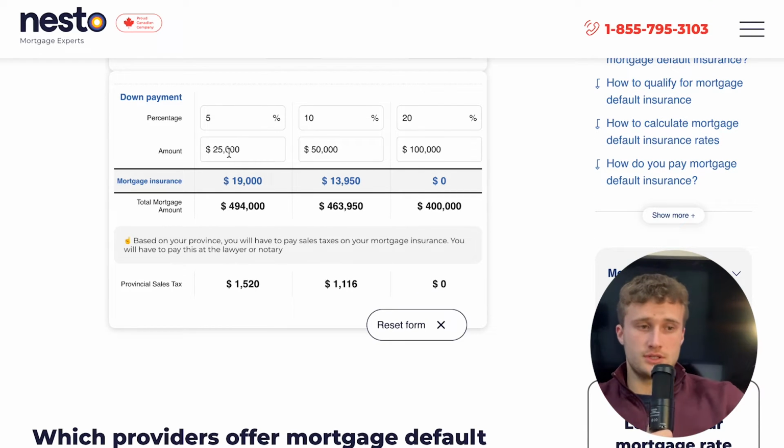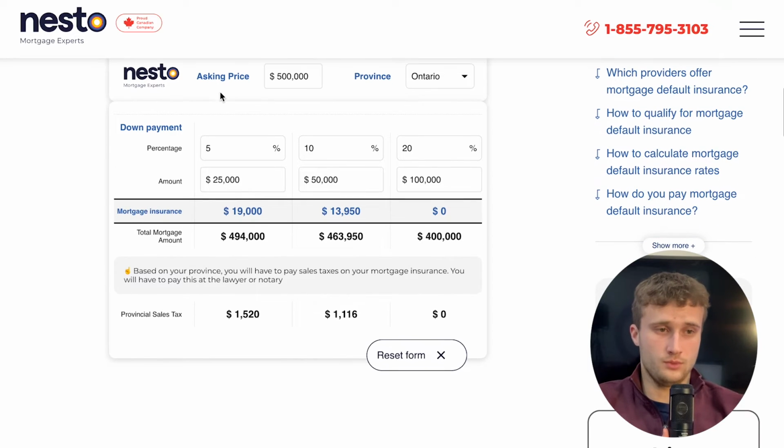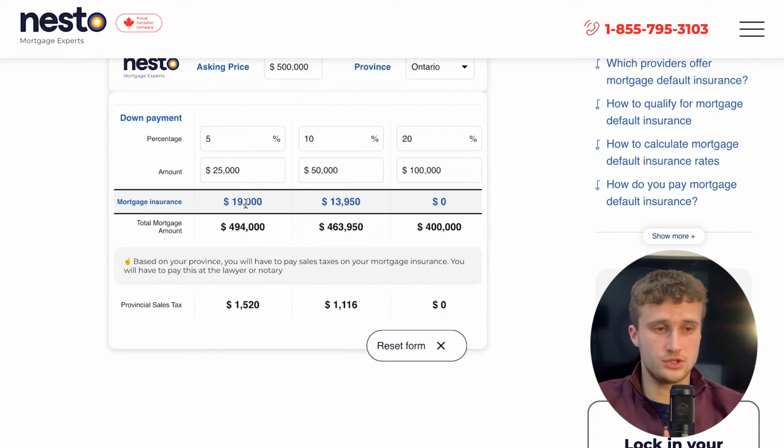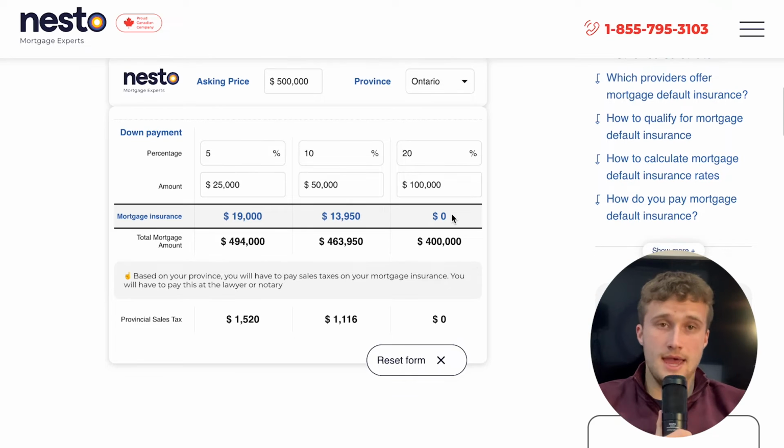So mortgage insurance, right in this section next to where it says mortgage insurance. On a $500,000 home with a 5% down payment, your mortgage insurance premium is going to be $19,000. Now on a $500,000 home with 10% down, your down payment will be $50,000. That default insurance premium is going to be $13,950. And then on a $500,000 home with a 20% down payment, which means you're putting $100,000 down, that insurance premium is going to be $0.